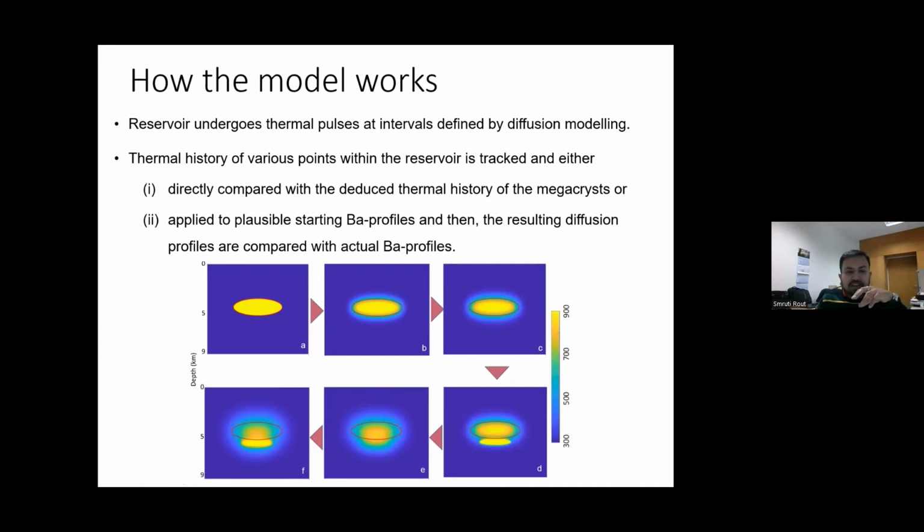And then with that, the thermal history of various points within the reservoir is tracked, and either directly compared with the deduced thermal history of the megacrysts, or it's applied to plausible starting barium profiles, and then it's allowed to diffuse, and then the resulting diffusion profiles are compared with the actual diffusion profiles we get from the vanadium megacrysts.